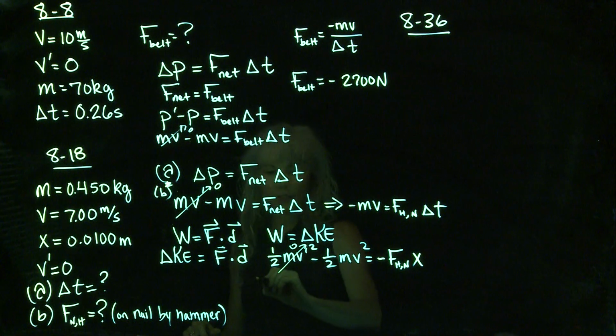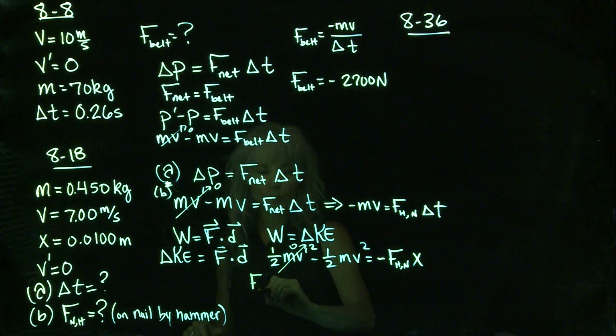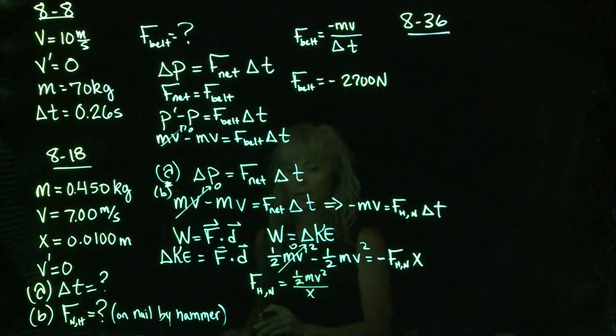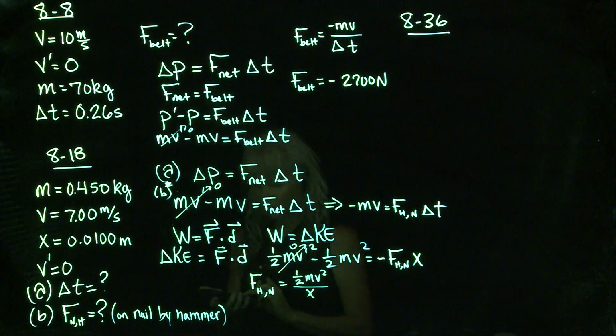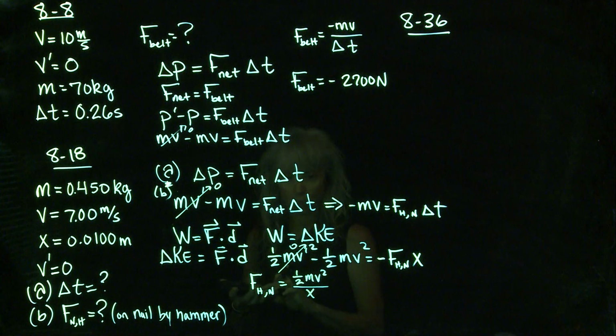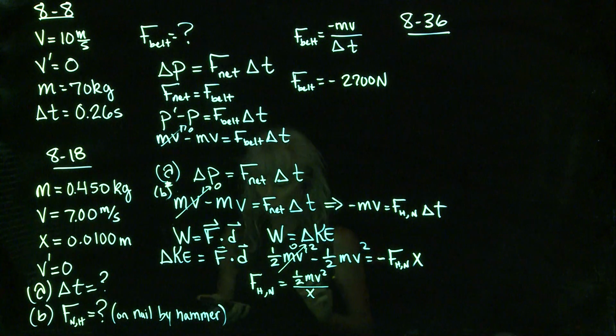So solving this, we can see here that the force being exerted on the hammer by the nail is equal to, notice that these negative signs are going to cancel, and this is just going to be 1/2 m the initial velocity squared divided by how far that nail was driven. All those quantities are defined over here, so let's just go ahead and plug them in. So this is going to be 1/2 times the mass of 0.45 times the initial velocity 7, and we got to square that. And then we're going to divide that by the distance the nail was driven in.